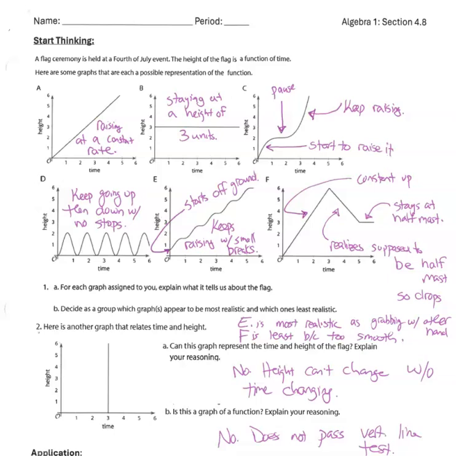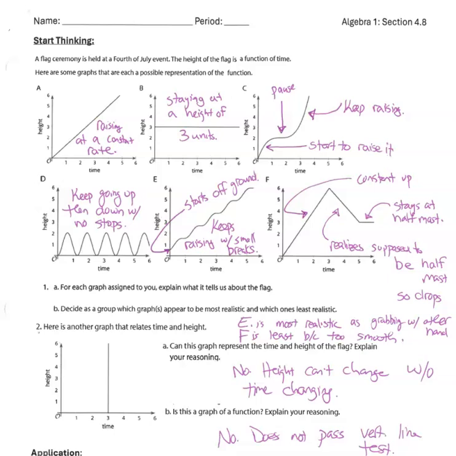For B, it is starting at 3 units, and it's staying at 3 units. It's not going up or down. Time is going on. It's still a function because it passes the vertical line test. No input has more than one output, but it is just going to be staying at that 3 units.